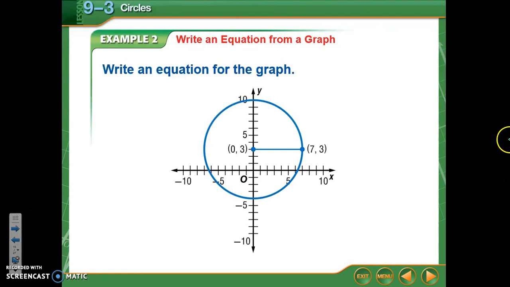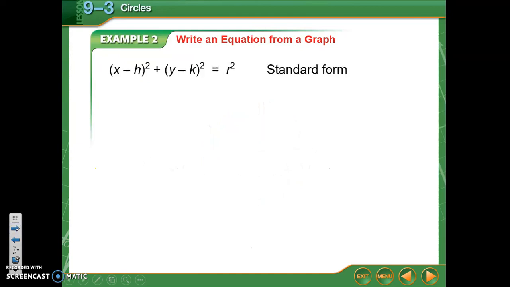All right, now this time we're going to be given a graph, and we're going to write the equation based on my graph. So if I look at this graph, I know the center of my circle is at (0, 3), so that's my h and k. And my radius goes from (0, 3) to (7, 3). So how long is this radius? Well, we could do the distance formula, but because it's just a horizontal line, I know that that is 7 units long. So my radius is 7 units. So here's the standard form of the equation of my circle.